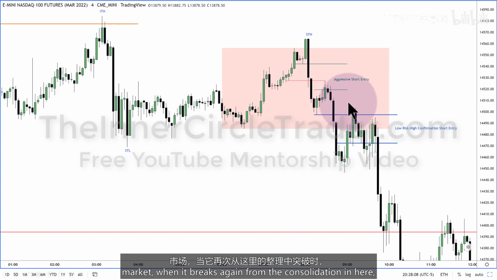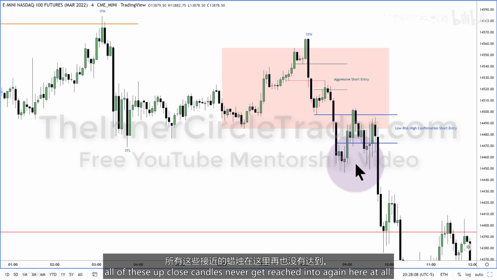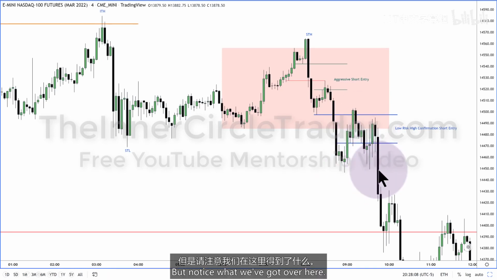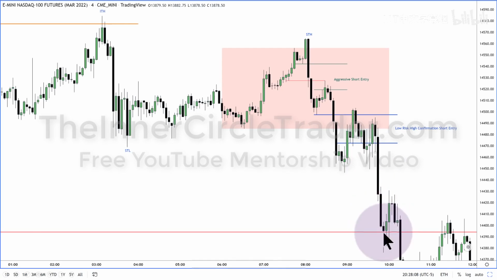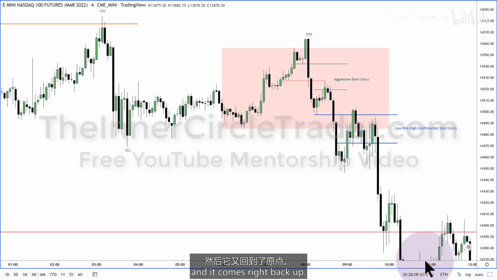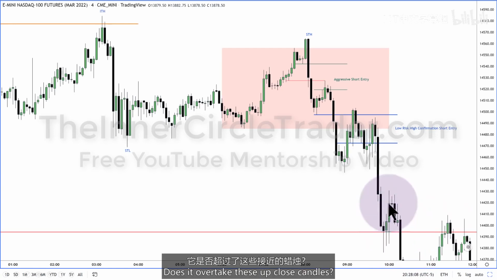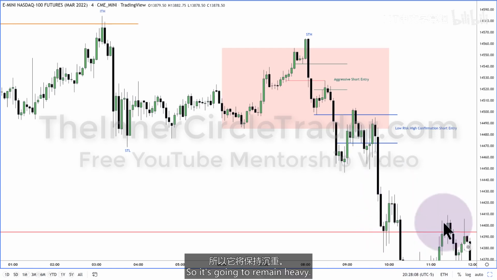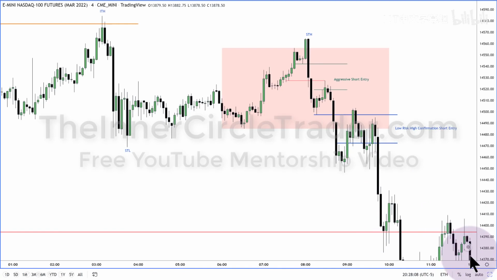Your market, when it breaks again from the consolidation in here, all of these up close candles never get reached into again here at all. But notice what we got over here. We have up close candles. The market leaves it. Then it comes right back up. Does it overtake these up close candles? No. So it's going to remain heavy.